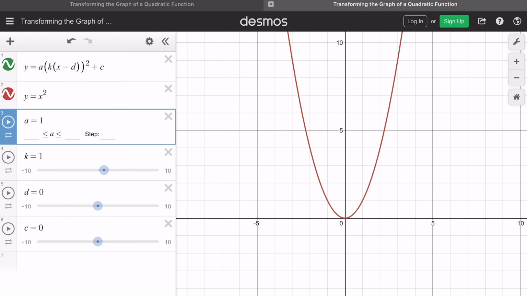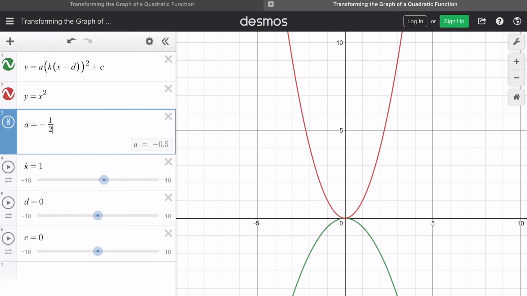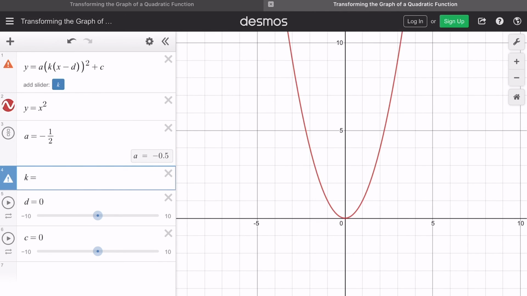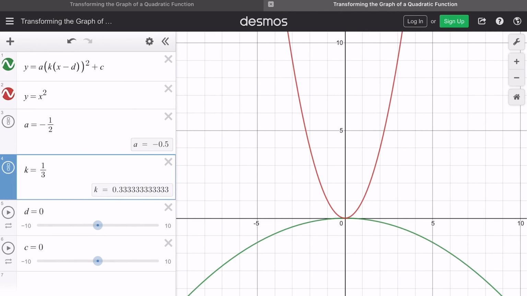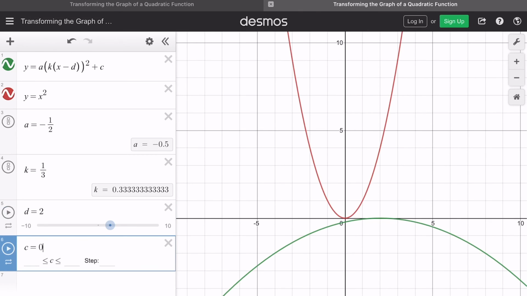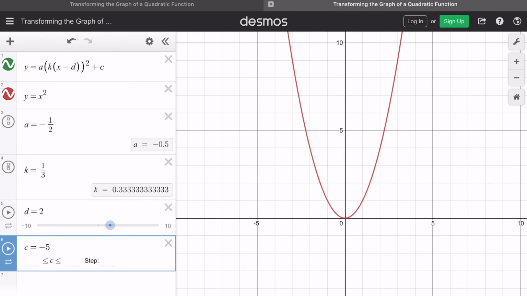So if we sub in all the transformations into Desmos, A equals -1/2, K equals 1/3, D equals 2, and C equals -5, it gives us this graph.